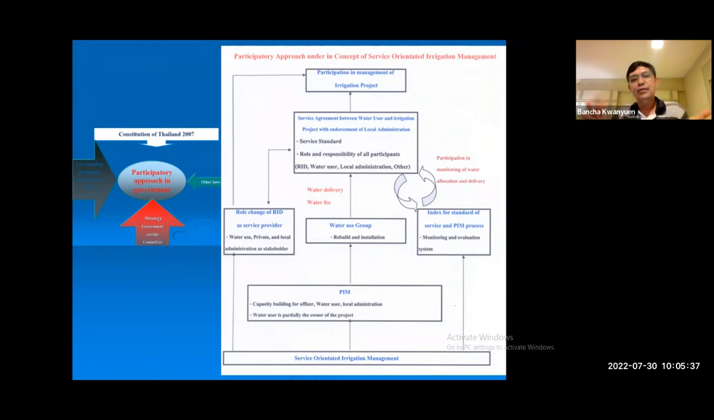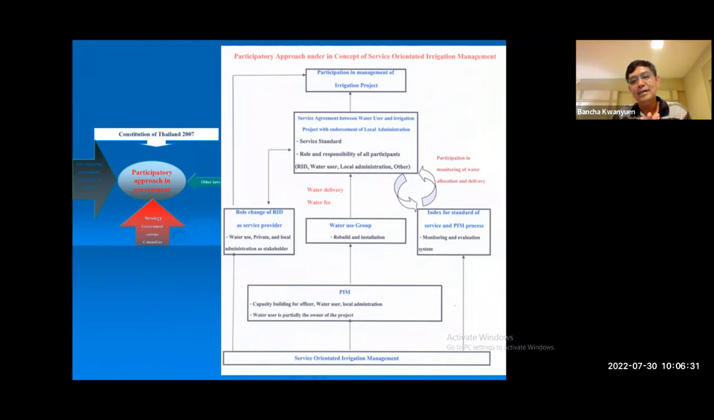Like the Royal Irrigation Department, the agency has some kind of responsibility. Of course, the water users, the farmers or other groups also have their own responsibility, and the local administration and others have their own responsibility too. We have to work through water user groups, and this water user group needs some kind of fee and a delivery policy according to the standard. So PIM itself supports capacity building of all parties involved.